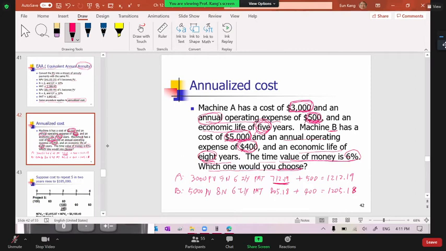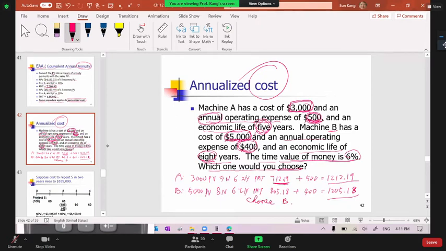So let me ask you, which one would you choose? B. Sure. You know what? In the exam, somebody calculates correctly and chooses A because this is higher than this one. But don't forget that it's cost. So lower cost is better, right? So should choose B, right? Choose B. But believe it or not, some people choose A because of a higher number.